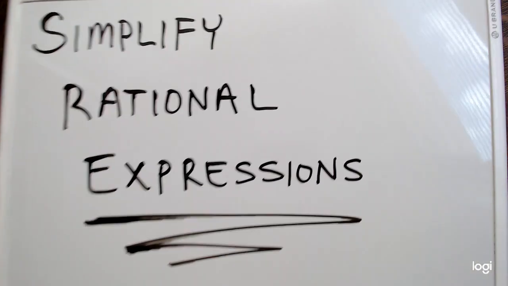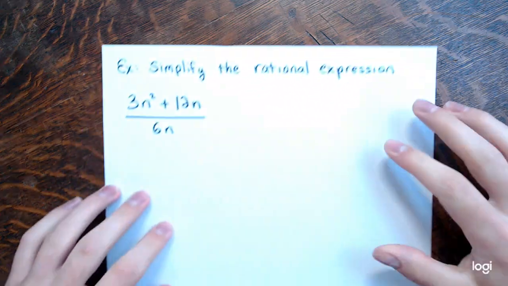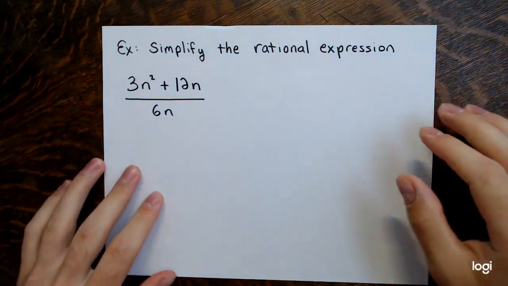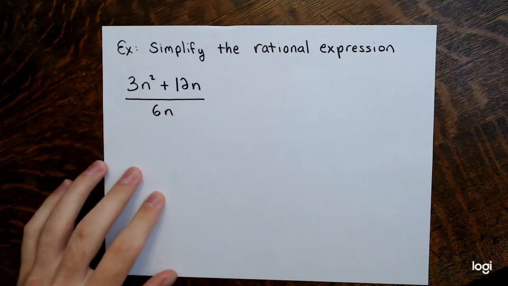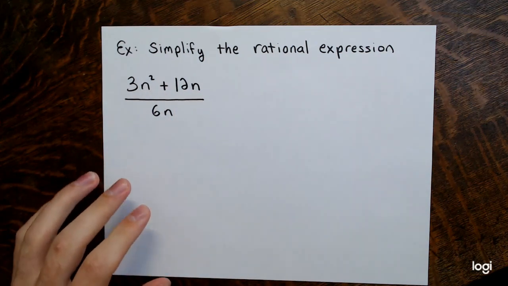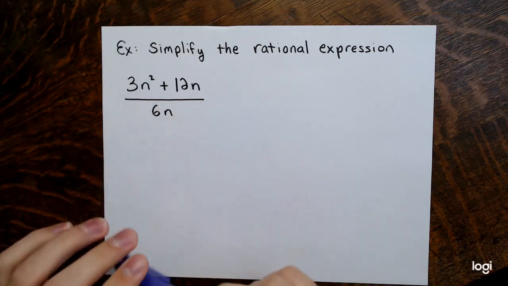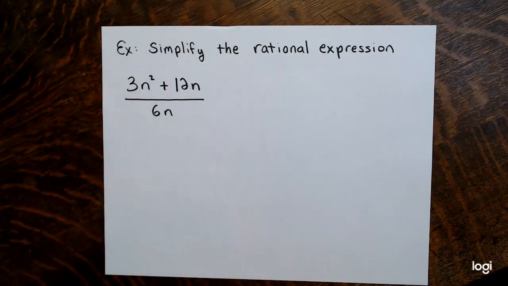Okay, so let's begin. My first example, I'm asked to simplify the rational expression 3n squared plus 12n, all that in the numerator, divided by the denominator 6n.